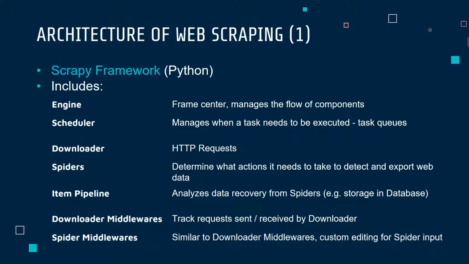For example, in the item pipeline, you could get the data and then just store the data in the database. The sixth one is the downloader middleware, which will track the requests that are sent or received by the downloader. And finally, the seventh one is spider middlewares, which are similar to downloader middlewares, basically custom editing for the input of the spider.